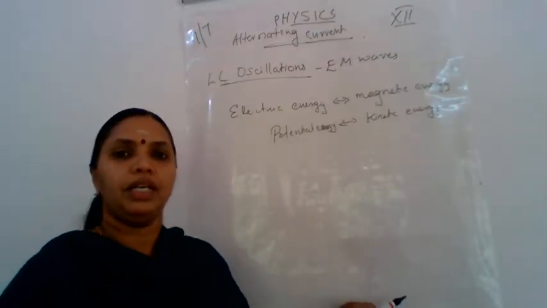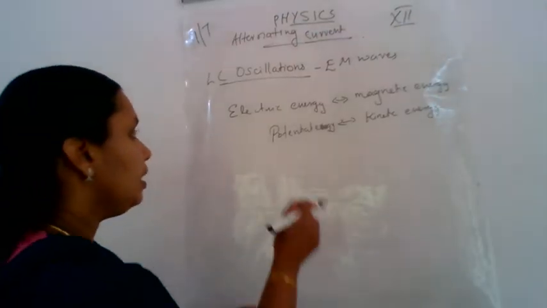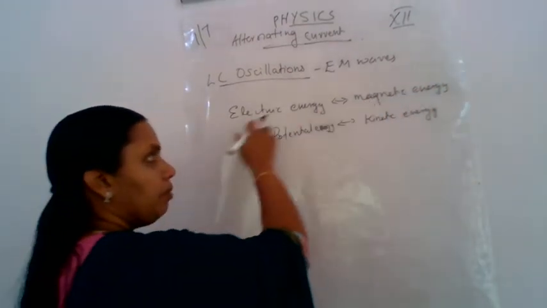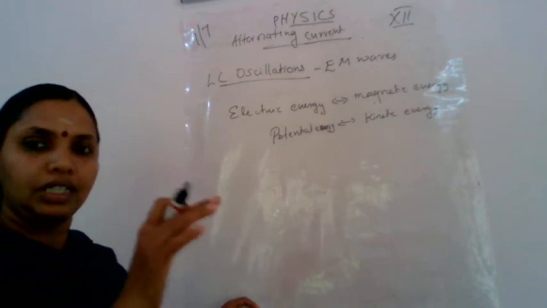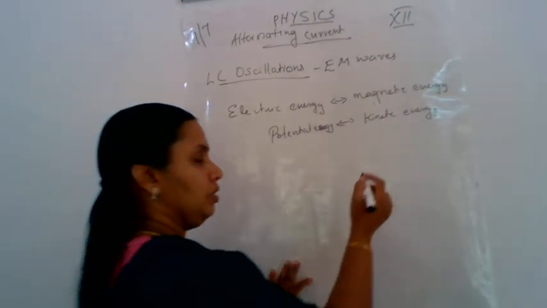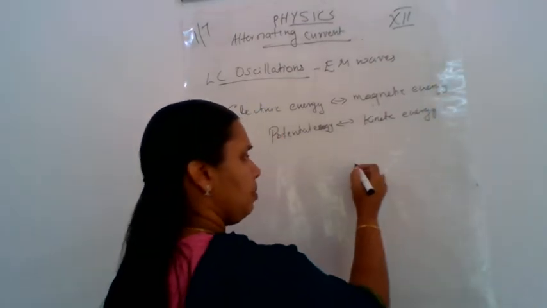So here in LC oscillation, what is it? It is the conversion of electrical energy to magnetic energy and magnetic energy to electric energy. That is vice versa. Okay. And what is that? Mass spring system. What is it?